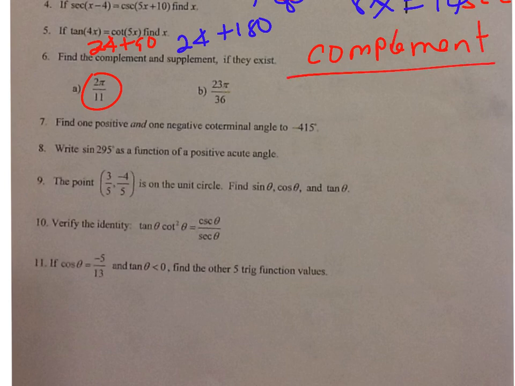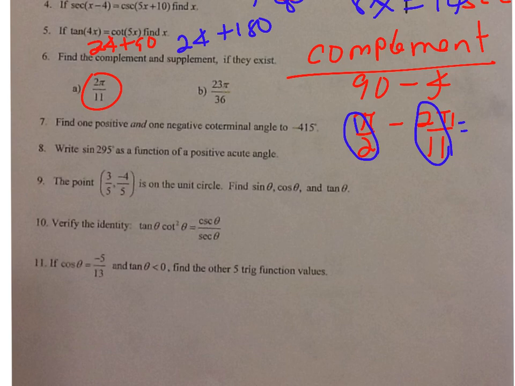Okay, complement, I would do 90 minus my angle. So it's going to be 90, which is what in radians? Pi over 2, minus my angle, which is 2 pi over 11. Now you can't plug pi in the calculator, so what you plug in is 1/2 minus 2/11. So 1/2 minus 2/11 is equal to 7 over 22. So it's 7 pi over 22. That would be the complement.